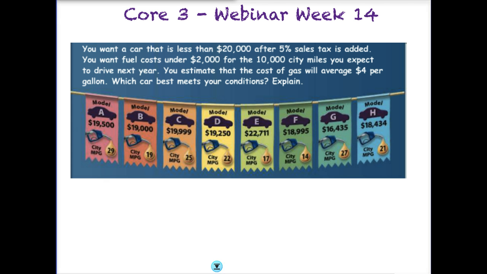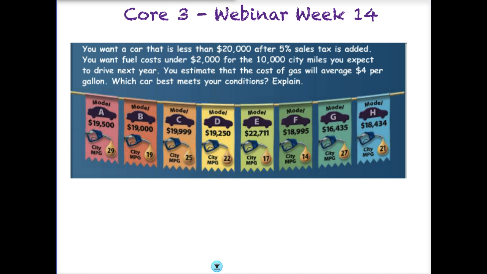Okay, so here's our discussion. You want a car that is less than $20,000. So right there, you should be thinking to yourself, oh, that's a constraint. It's less than $20,000 after a 5% sales tax is added. So here's all the prices, and we have to consider a 5% sales tax. You also want fuel costs to be under $2,000, so less than $2,000. And you plan to drive 10,000 city miles next year. You estimate that you will pay about $4 per every gallon of gas. And you want to figure out which car best meets your needs.